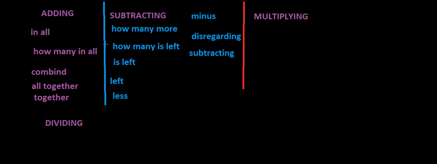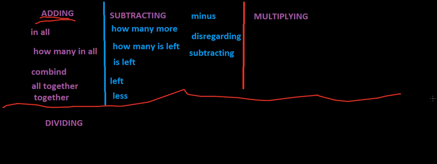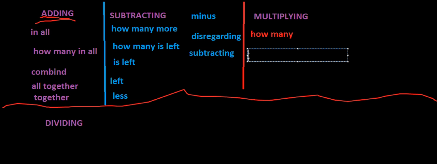Now, multiplying, I like to think of multiplying as extended adding. So when you're multiplying, you're gonna see most of the words that you're gonna see here, like "how many," and then you will most certainly see "all together." And those are really the two words that you're going to see.